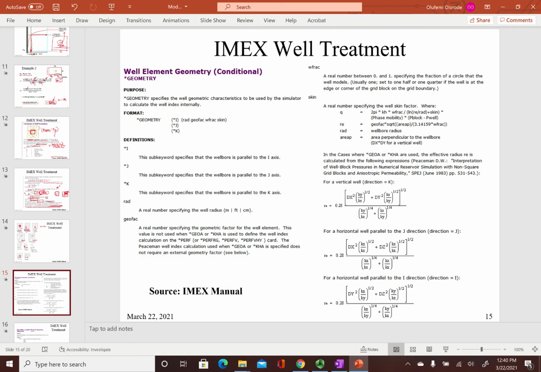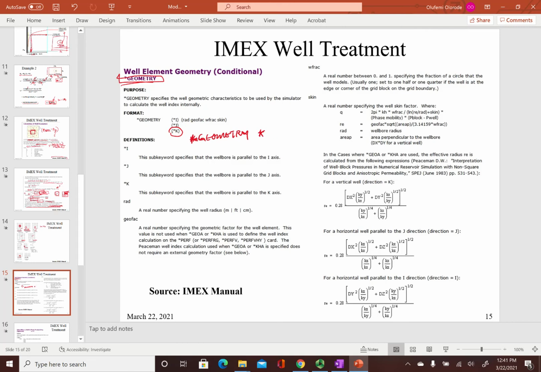More details from the IMEX manual. There is a keyword geometry, so we can do star geometry. Then you need to specify the direction in which the well is drilled. If it's a vertical well, then we'll be looking at geometry space star K. So you will do geometry, so that's star geometry, then star K for vertical well.